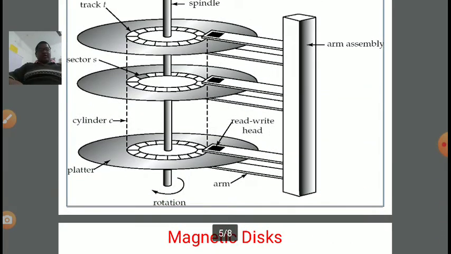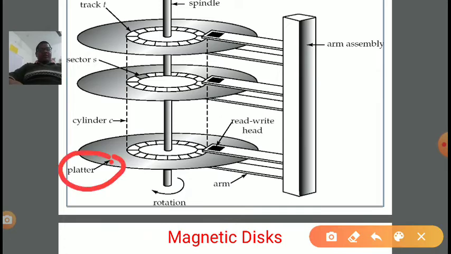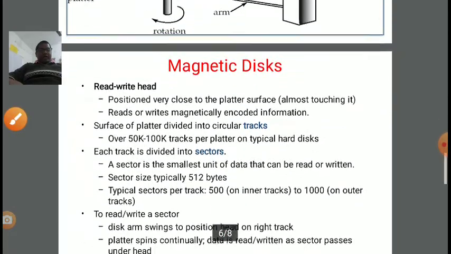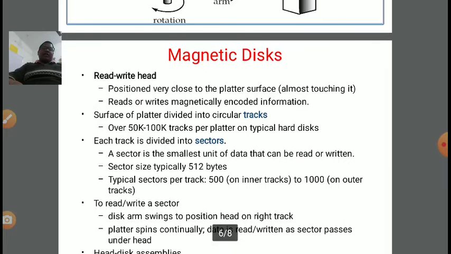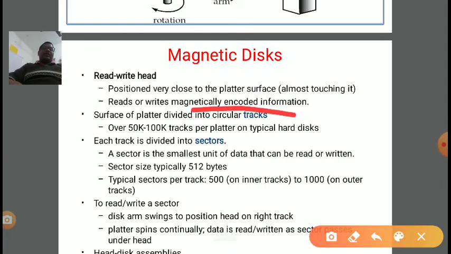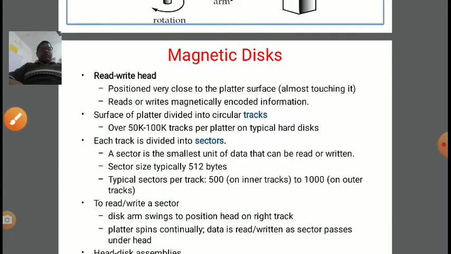If you see here, in this every track is having a platter. The surface is called as what? Platter, right? So in case of magnetic disk, these are positioned very close to the platter surfaces, almost touching it, right? It reads or writes magnetically encoded information. So they are either reading or writing what? Magnetically encoded information.